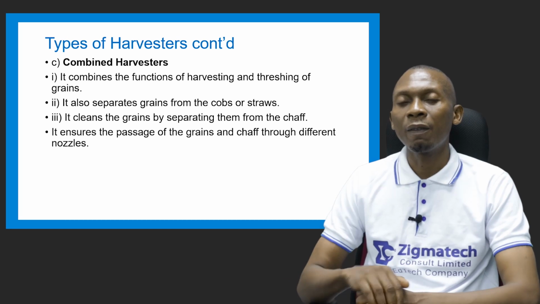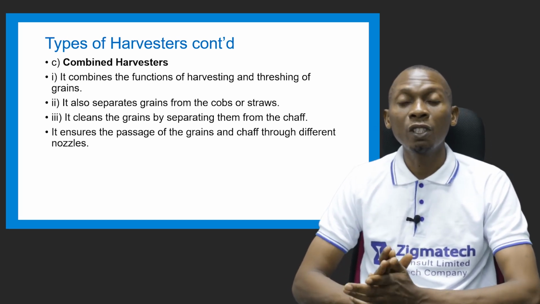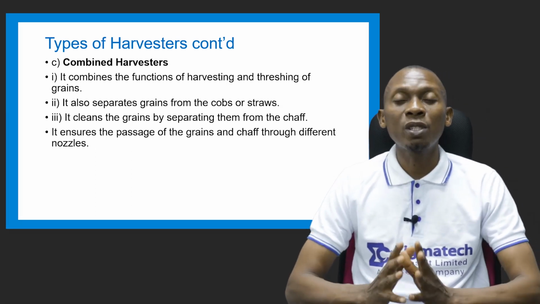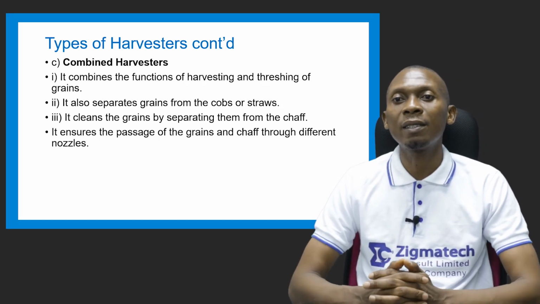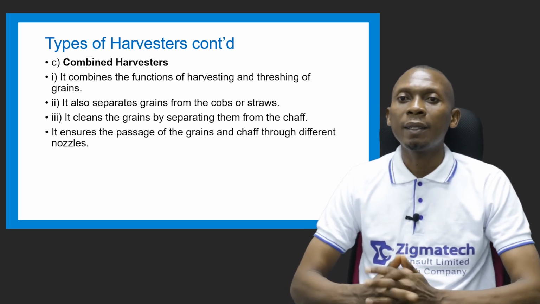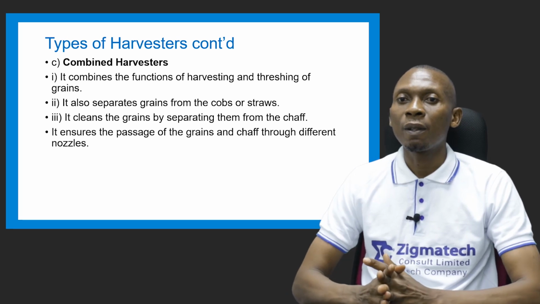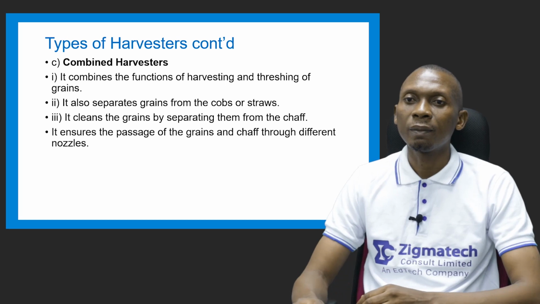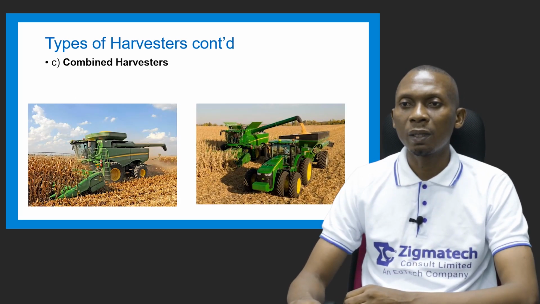We have another type of harvester called the combined harvester. Now the function: it combines the function of both harvesting and threshing of grains at the same time. It also helps to separate grains from the cobs or straws and eventually cleans these grains by separating them from the chaff. It ensures that the passage of the grains and the chaff are through different nozzles. And this is how a combined harvester looks like.